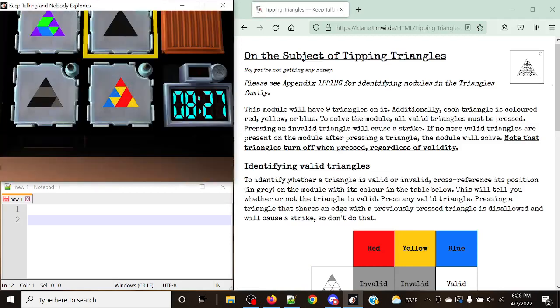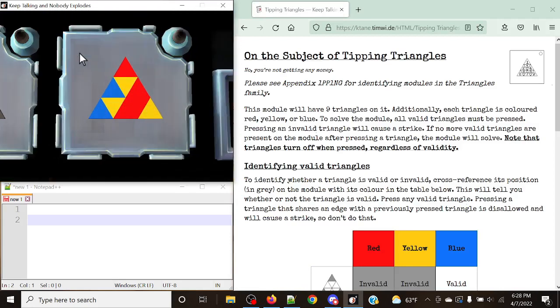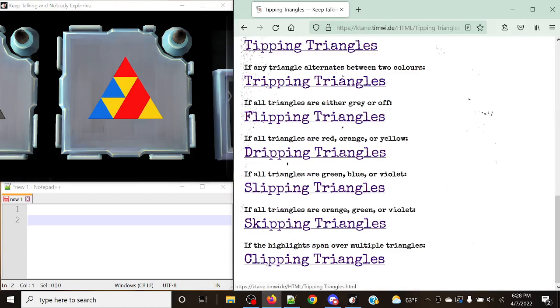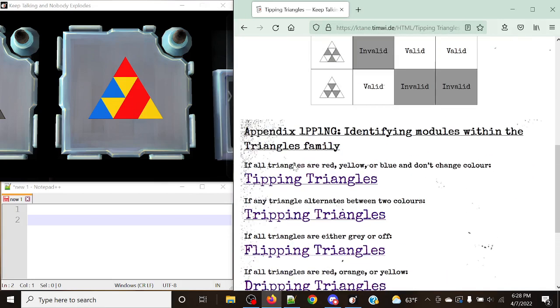It is a lot easier to do, and all we're simply going to be doing is taking a look at this one here. So now, the difference between this one and the rest of the triangles, and the one that you want to distinguish from very carefully, is going to be the tripping triangles. All triangles are going to be red, yellow, and blue, and they do not change color. However, with tripping, if any triangle alternates between two colors, there is going to be the possibility of red, yellow, or blue on the module itself for tripping triangles.